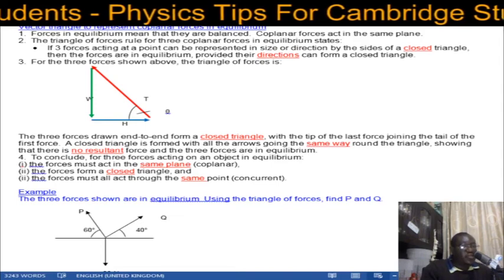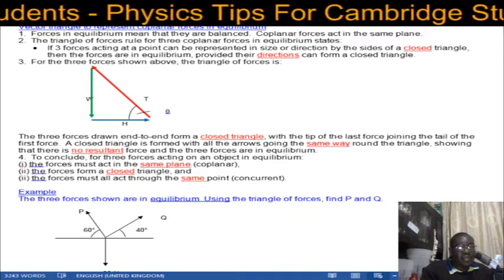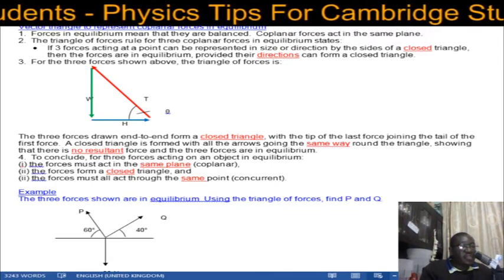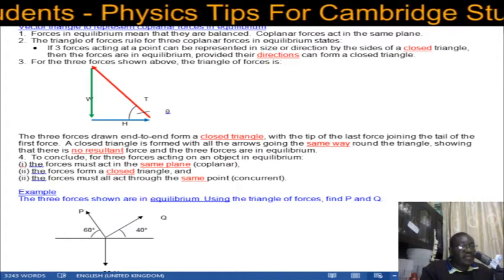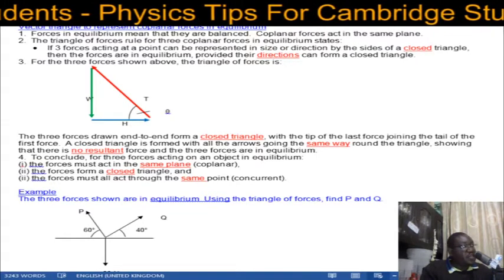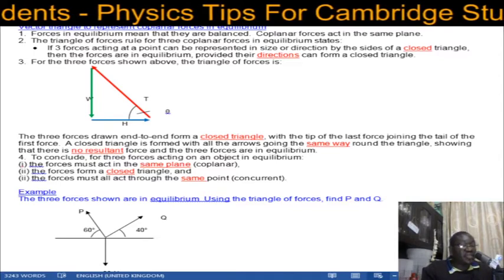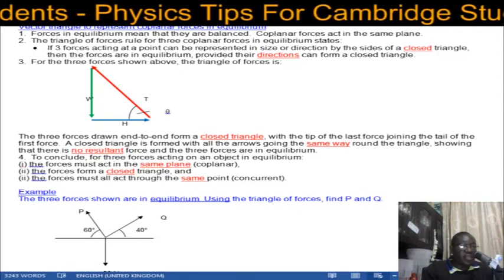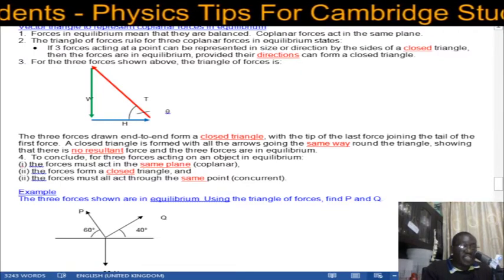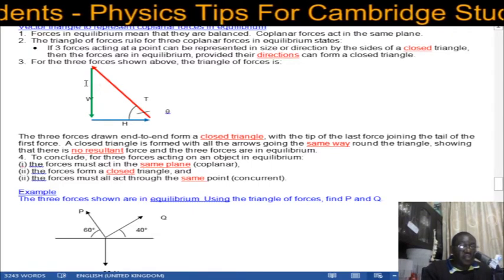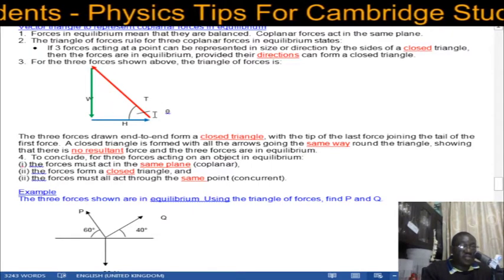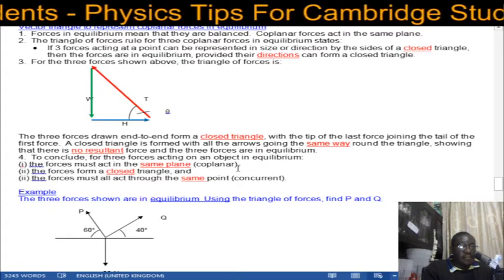In this video, we are going to talk about equilibrium and vector triangles. In the previous video, it ended with me talking about the fact that when you draw the vector triangle, it must be a closed triangle when the forces are in equilibrium. So it must form a closed triangle with T, W, and H as shown there.